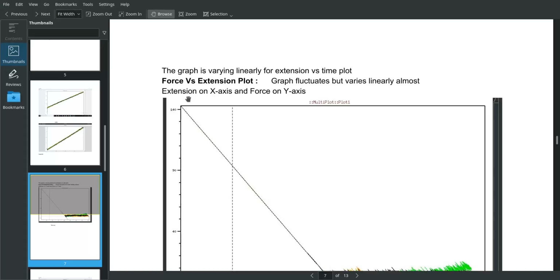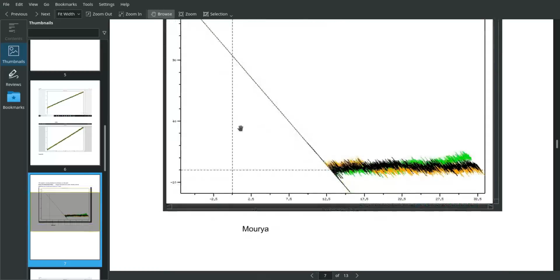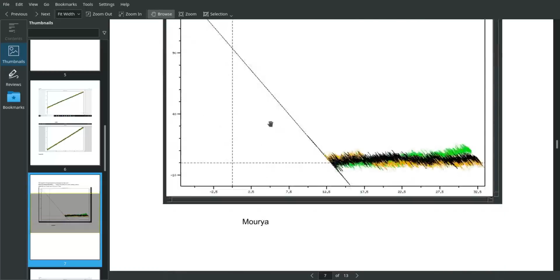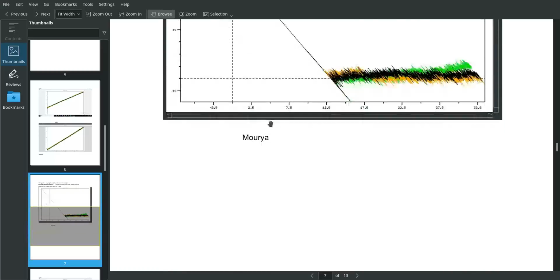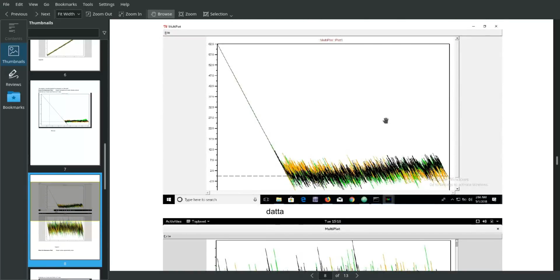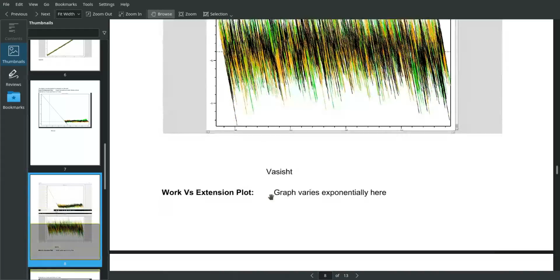Now the force versus extension, we have done the force versus extension plot also, with extension on the x-axis and force on the y-axis. The graph varies linearly, but it always fluctuates around a certain line. This is my graph, this is Datta's, and this is Vasisht's.